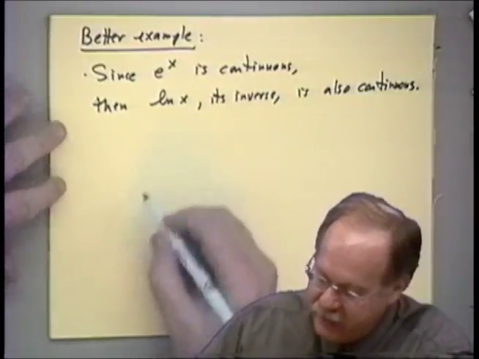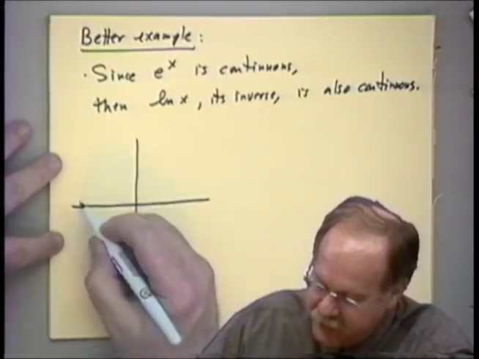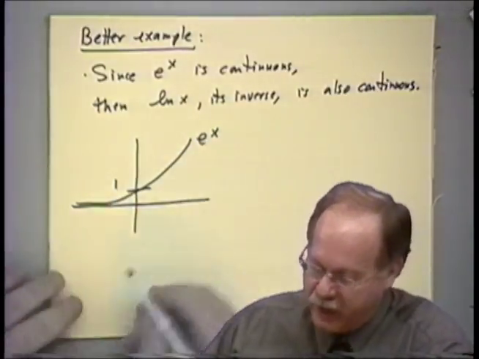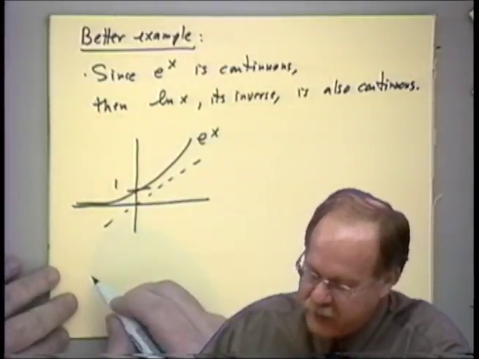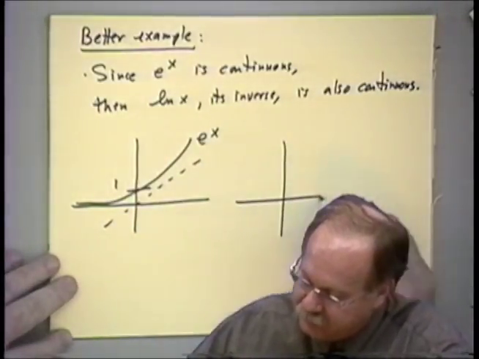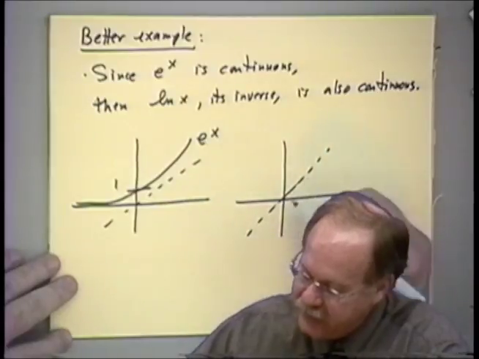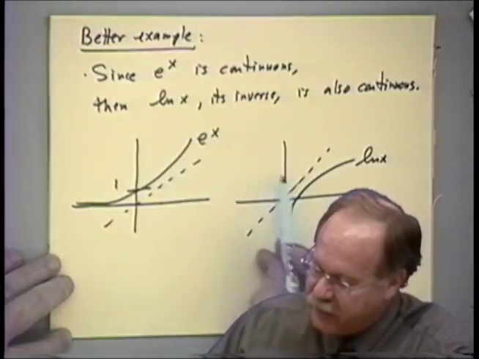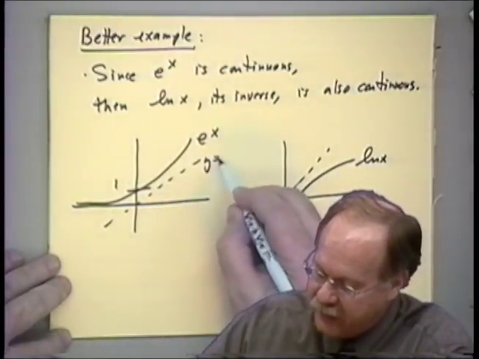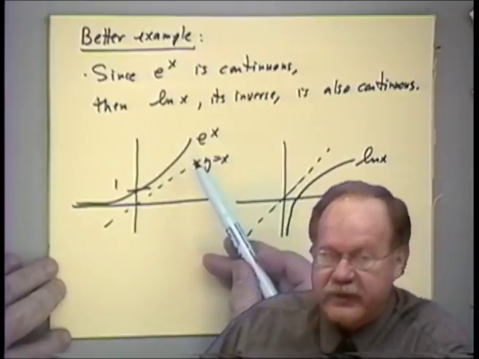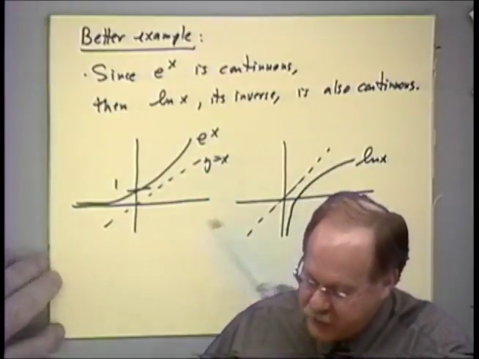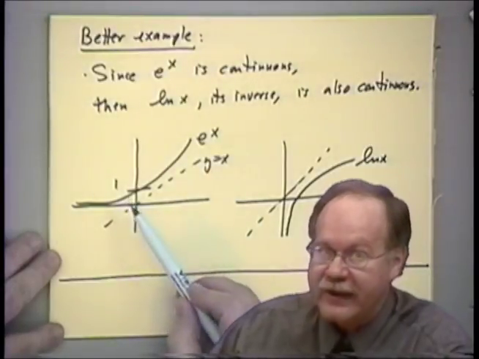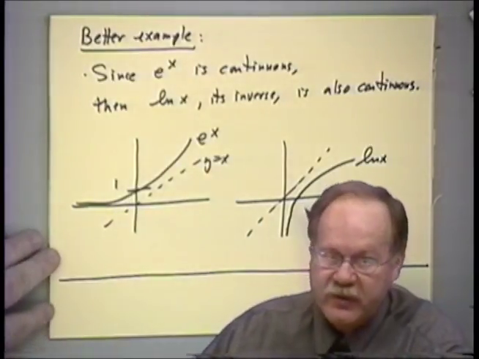Now, I didn't need to tell you that because you know from the pictures that that's true. Here's e to the x passing through 1. Here's the y equals x line. And here's e to the x. And here is the natural log function, which is its inverse. And you can see it's a reflection across the y equals x line here. And we already know that both of these are continuous from our previous experience. So this just verifies the notion that if you have a continuous function that has an inverse, then its inverse will also be continuous.